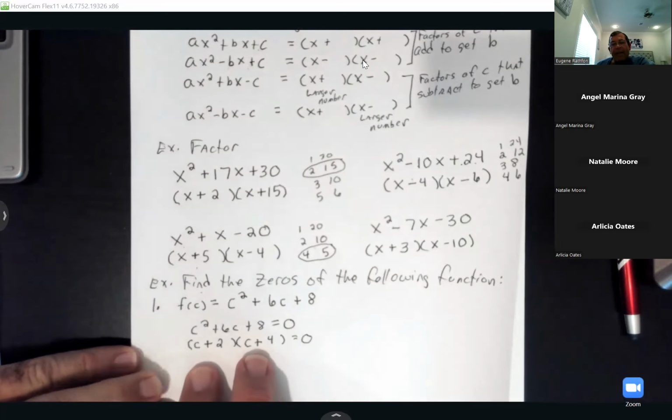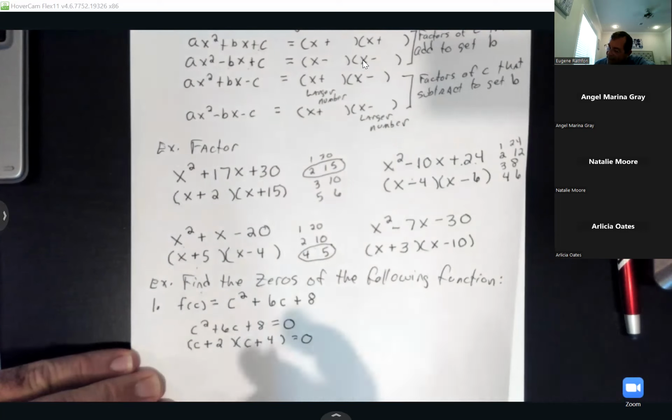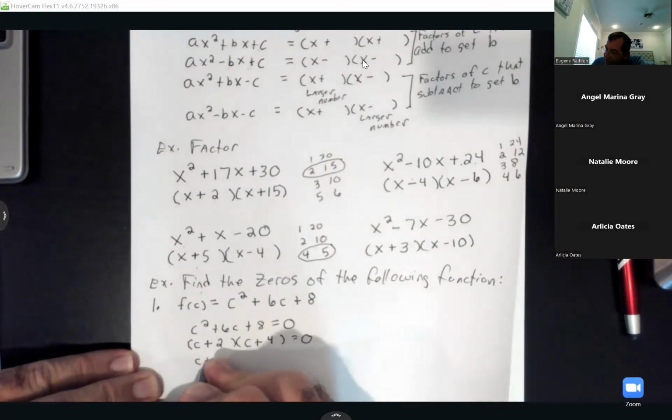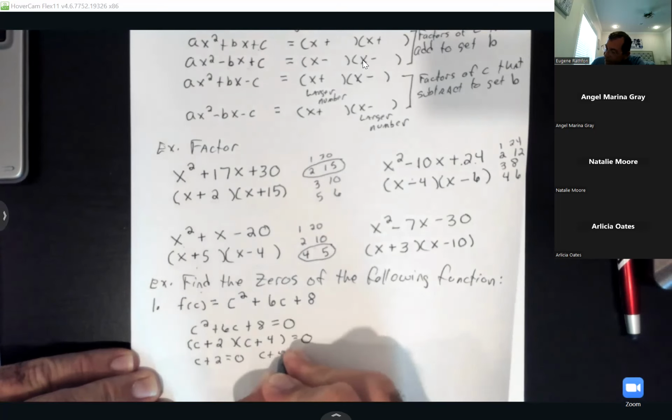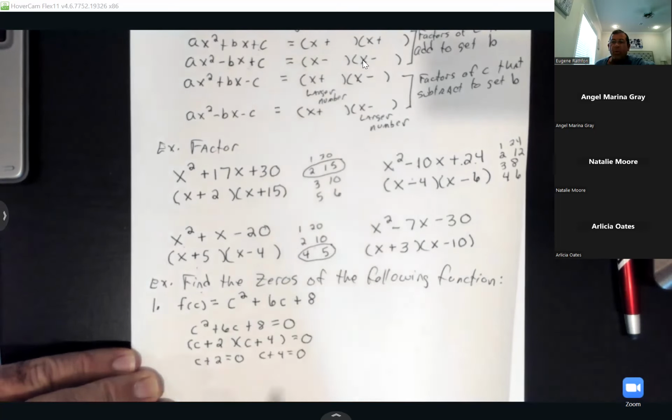So now that we've got this factored, to actually find the solutions, we take each of those factors and set them equal to 0. Because what we're invoking is the zero product rule. If this factor equals 0, then the whole thing is 0. If this factor equals 0, then the whole thing will be 0. So y'all, we have to solve both of these, one step each.